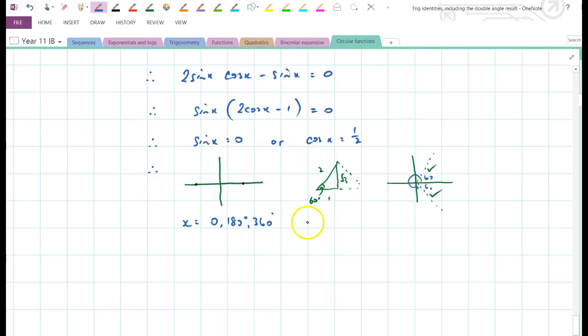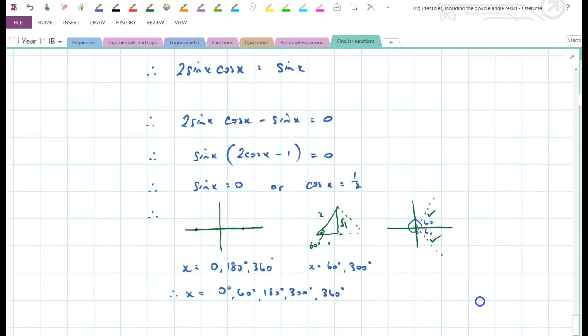So from this solution we get x equal to 60 degrees or 300 degrees, and it is customary now to rewrite our solution in ascending order, picking up all the solutions. So 0 degrees, 60 degrees, 180 degrees, 300 degrees, and 360 degrees. So 1, 2, 3, 4, 5 solutions to that equation.